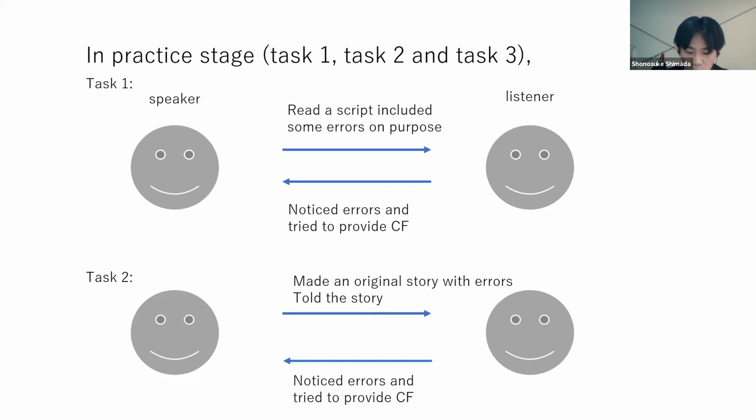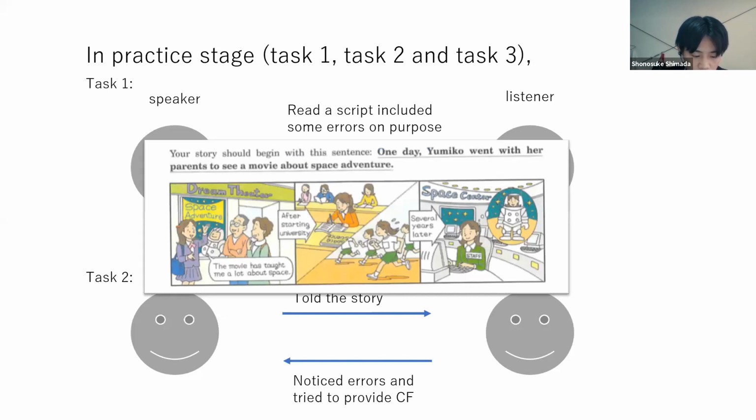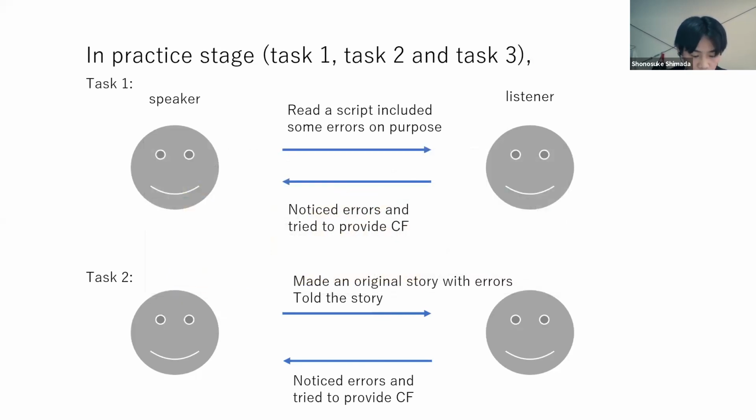In task 2, each of them was asked to make an original story with a given picture, like this, and tell the story to their partner. While speaking, the speakers were told to include errors intentionally so that the partner can detect errors and try to provide CF.